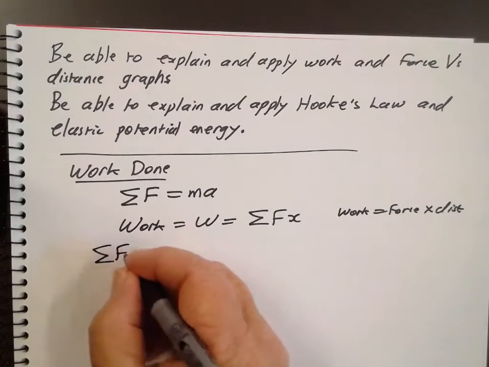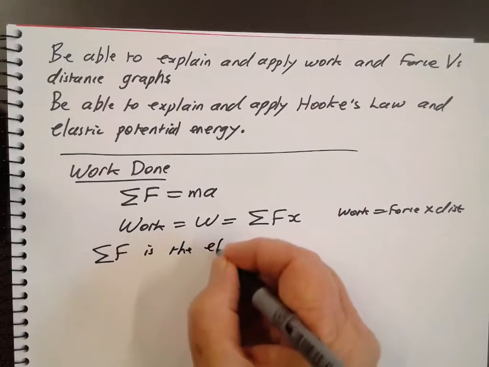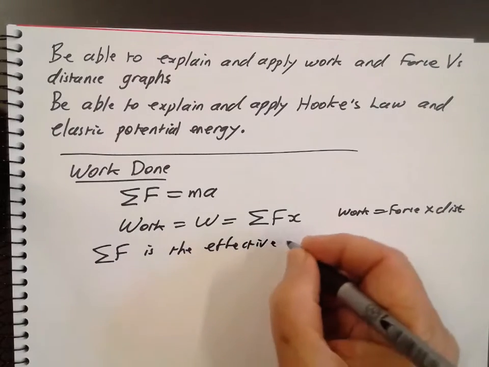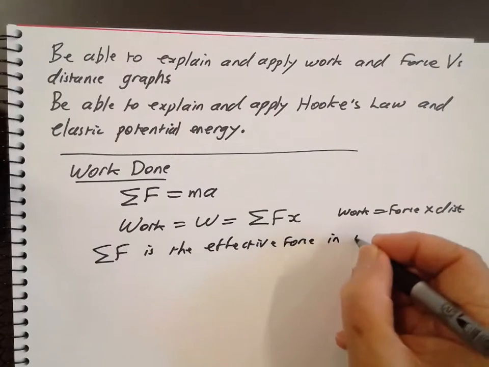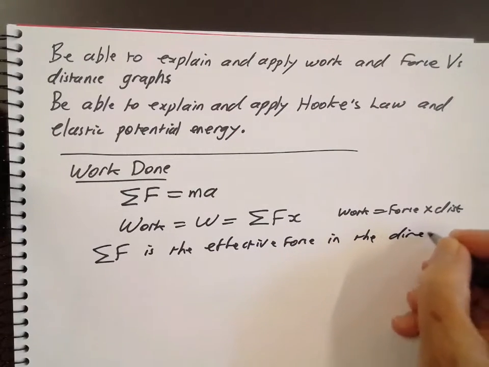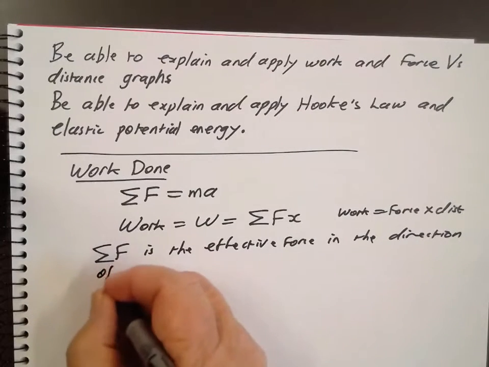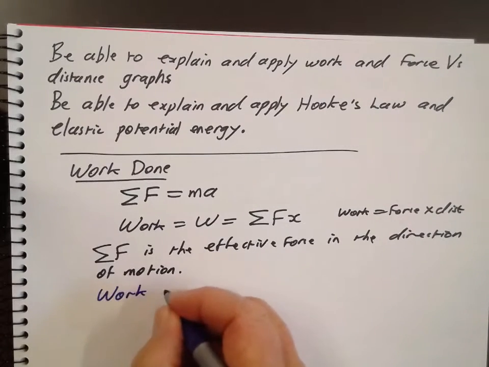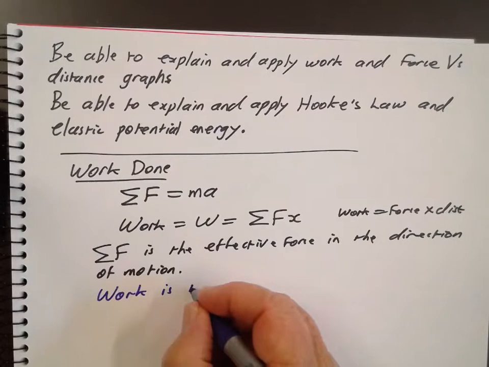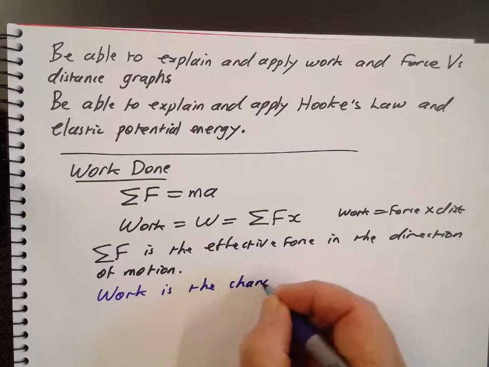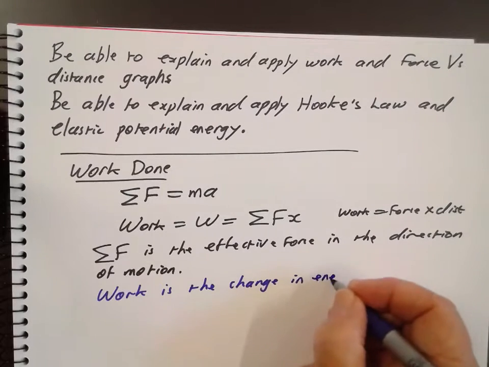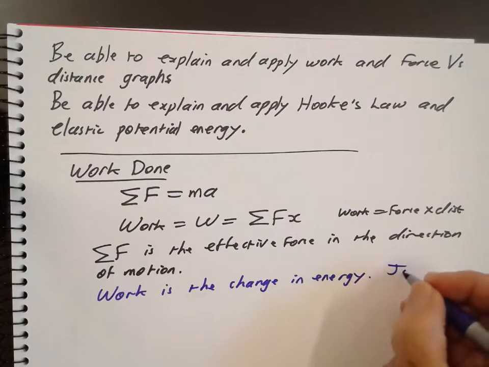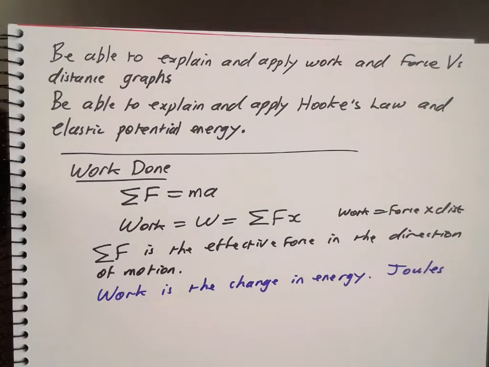The difference is the sigma F is the effective force in the direction of motion. So you've got to remember that it is the effective force, but there's also a few other things you can add on there. Work is the change in energy. So we know it's measured in joules.